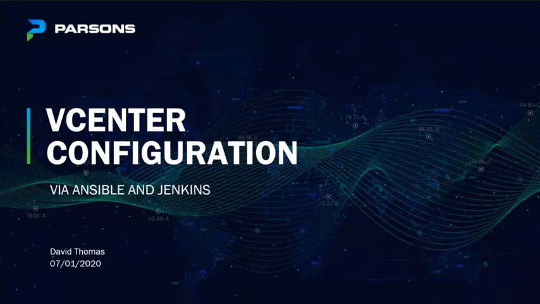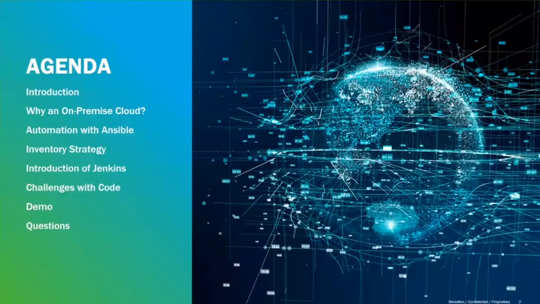So let me go over the agenda here. I'm going to do a quick introduction of myself. We're going to talk about an on-premise cloud, why we still have vCenter. We are a cloud-first initiative brought through the C-levels, and they want to go cloud first, but it does make sense to have an on-premise data center as well, and we'll go over that.